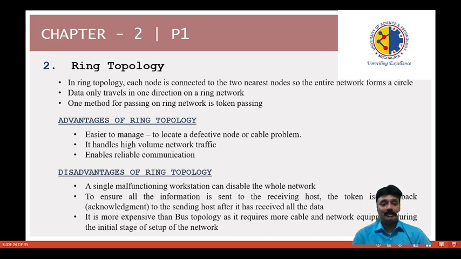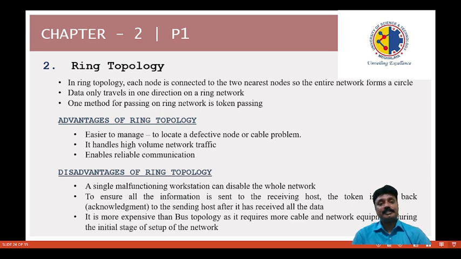of this ring topology. A single malfunctioning workstation can disable the whole network. As I said already, if one node fails, the entire network will go down. To ensure all the information is sent to the receiving host, the token is sent back. That means the acknowledgement signal goes to the sending host after it has received all the data. So that is the major disadvantage which we can see.